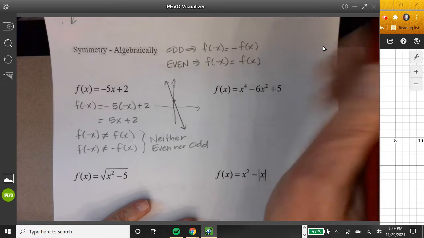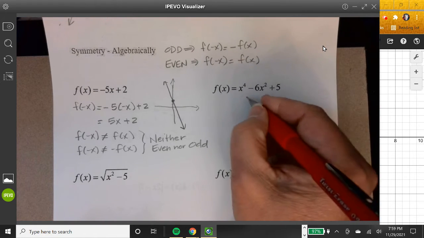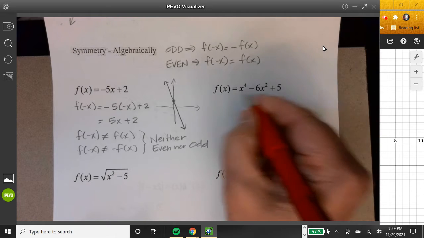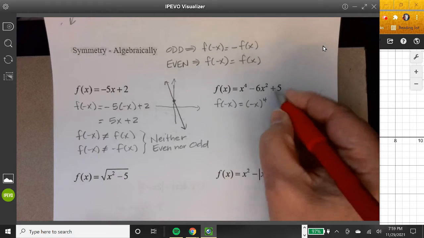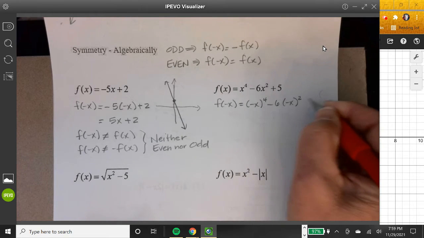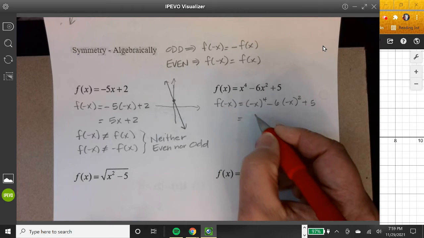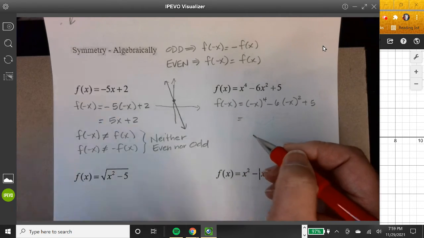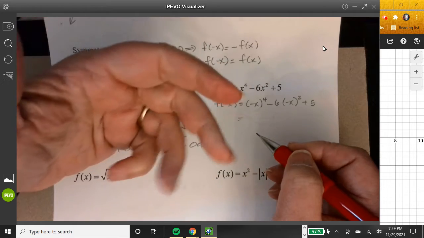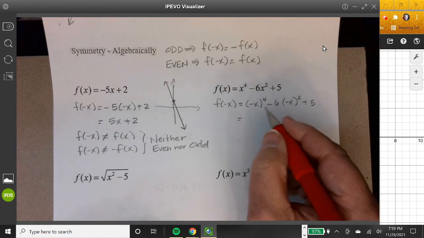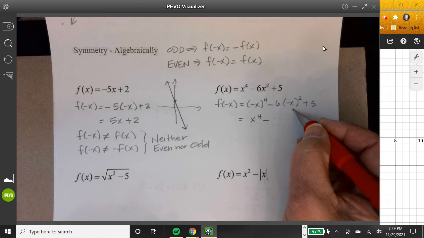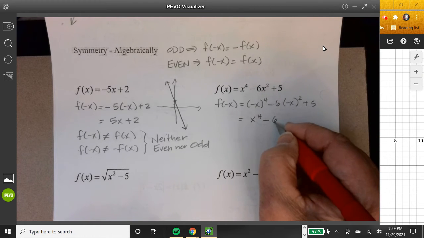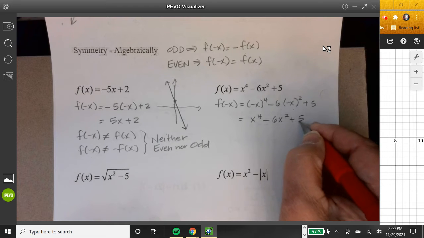All right, let's try this next one. Let's say we have f of x equals x to the 4th minus 6x squared plus 5. F of negative x: we're going to get negative x to the 4th minus 6 times negative x quantity squared plus 5. Now what happens when you raise a negative number to an even power? Negative x times negative x times negative x times negative x, four negatives in a row, makes it positive. So this is x to the 4th, minus 6 times negative x times negative x, which is x squared, positive. So negative 6x squared plus 5 stays the same.